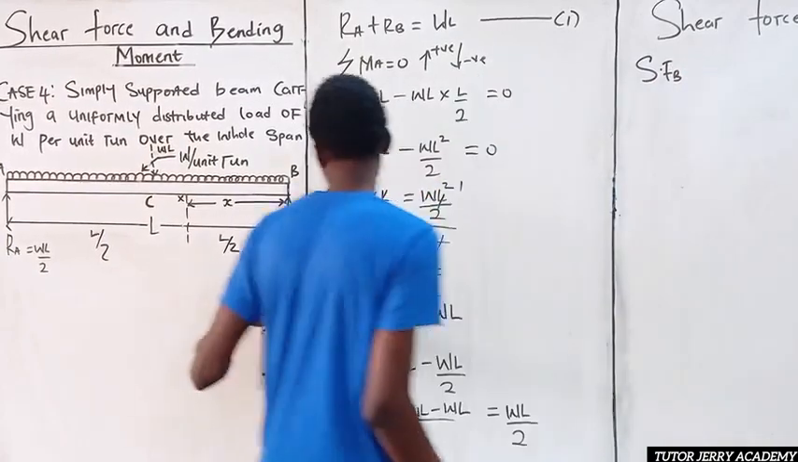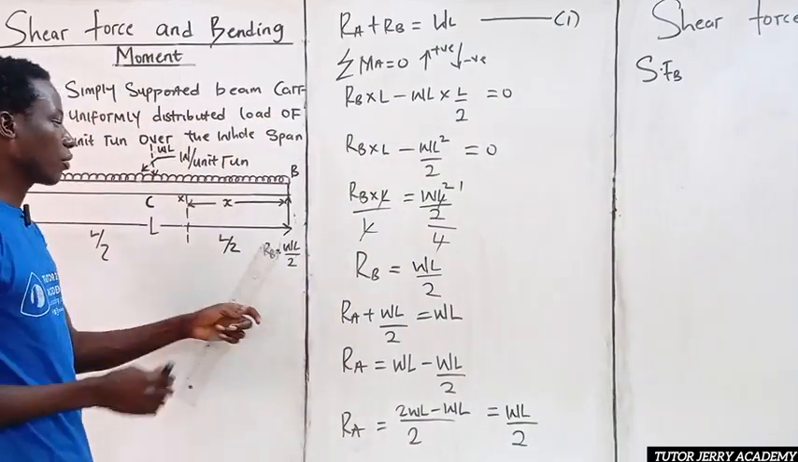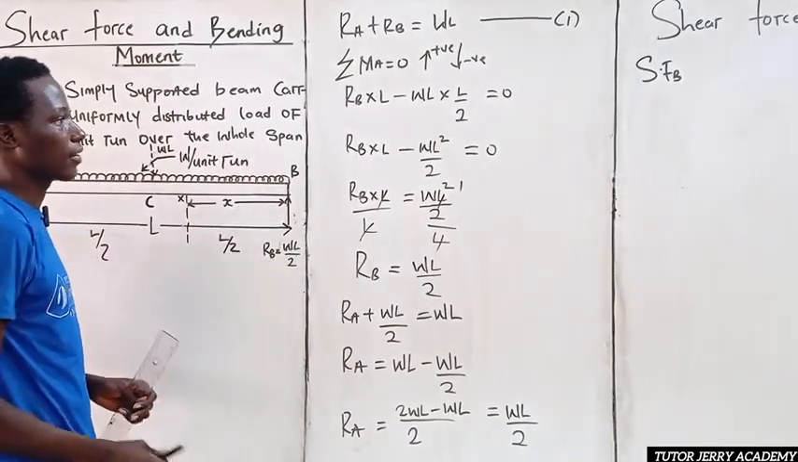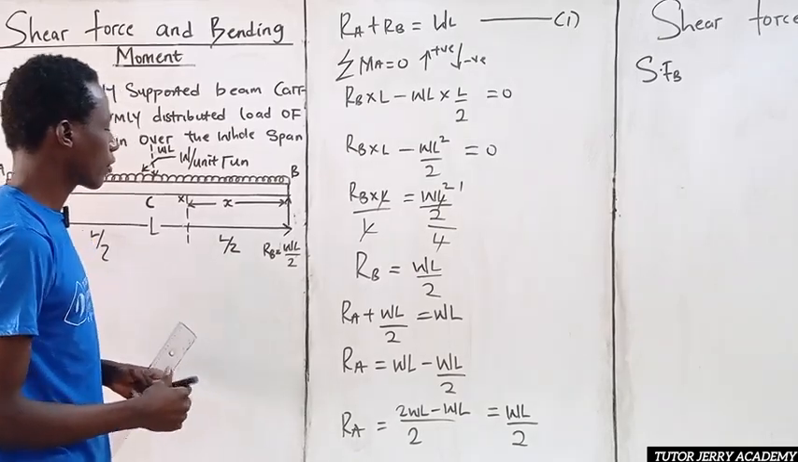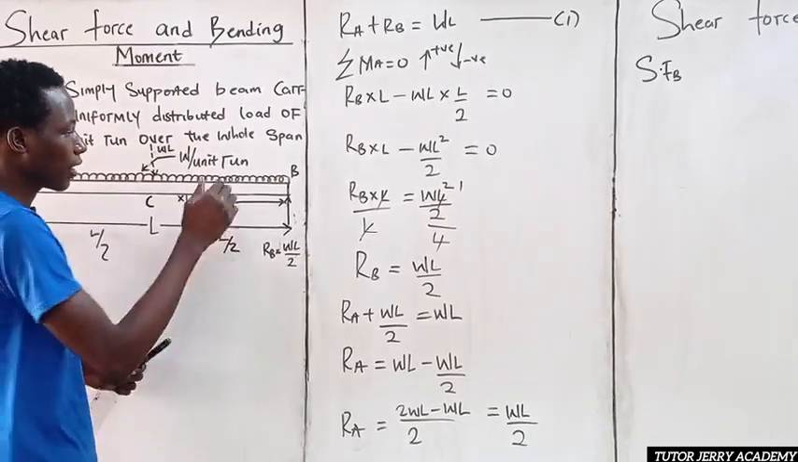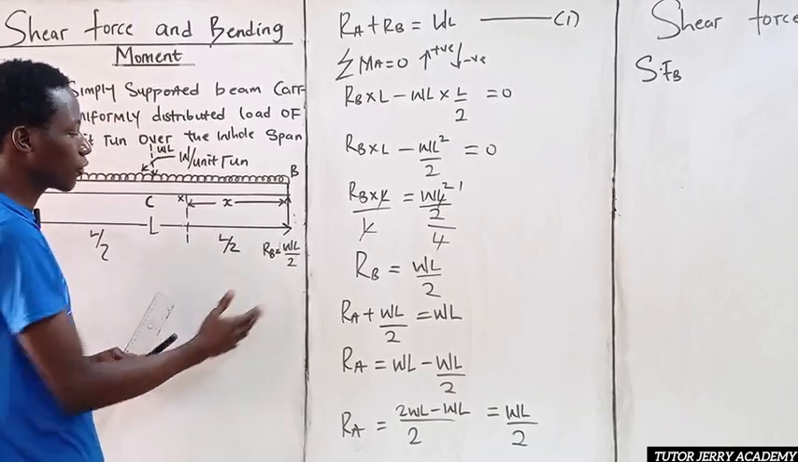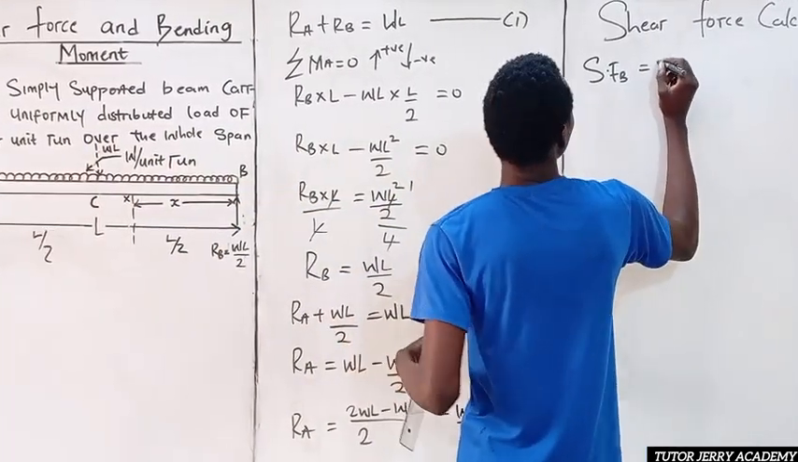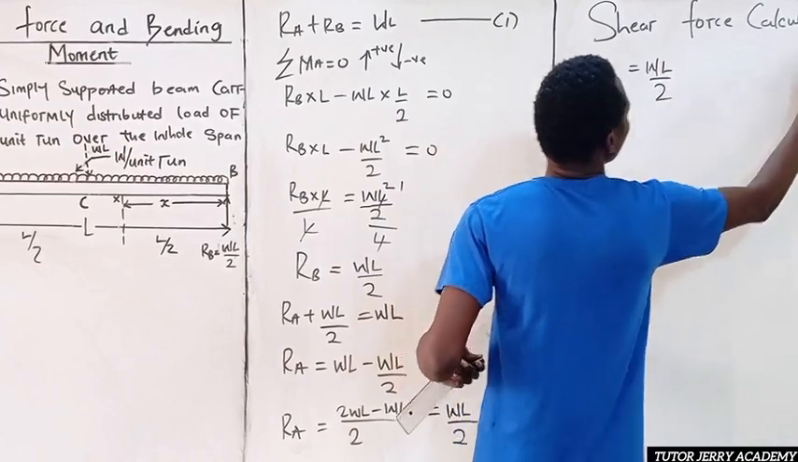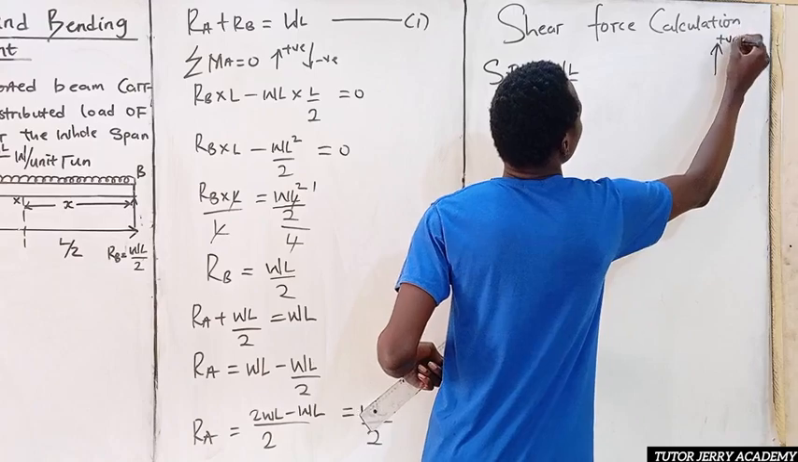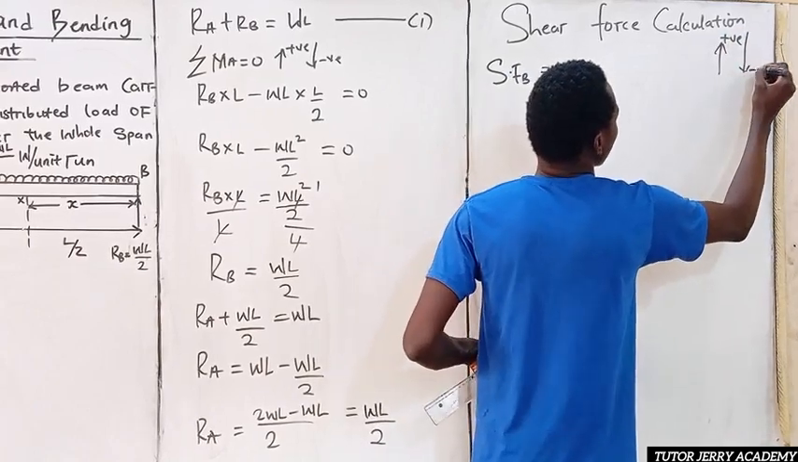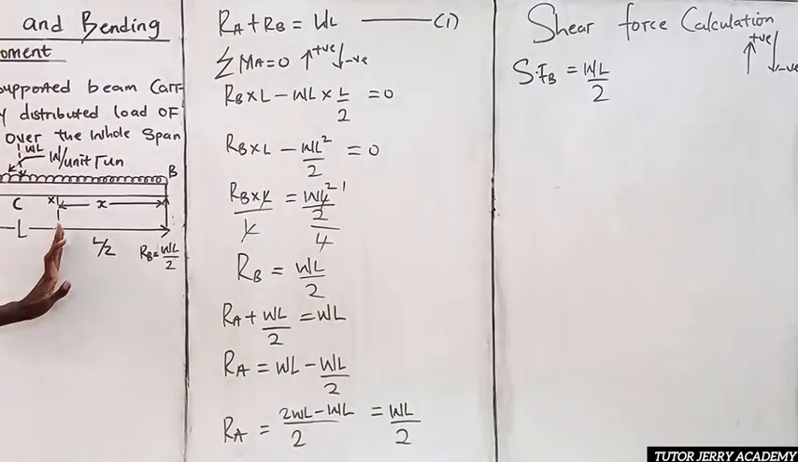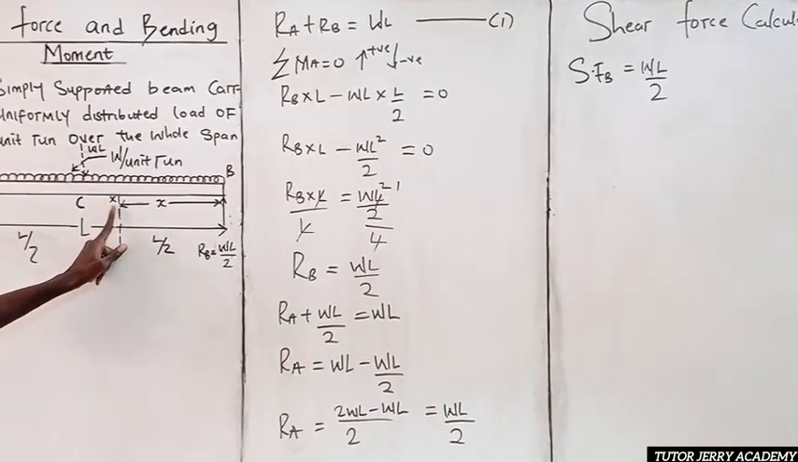So now let's start. Of course, our shear force at B, from here we know that it will be nothing but WL all over 2, because this is the only force we have at this point. So we are going to be considering upward force as positive and downward force as negative. So if we do that, our shear force at B will be WL all over 2. Upward force as positive and downward force as negative.